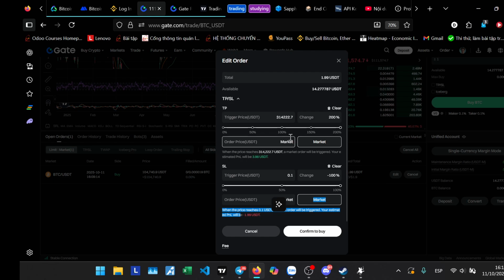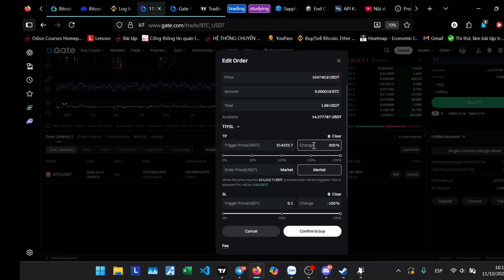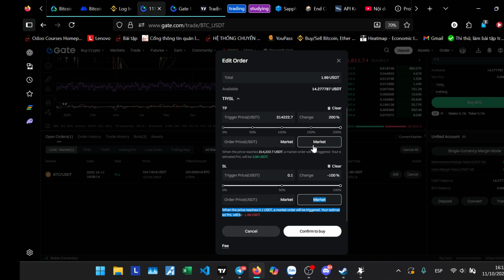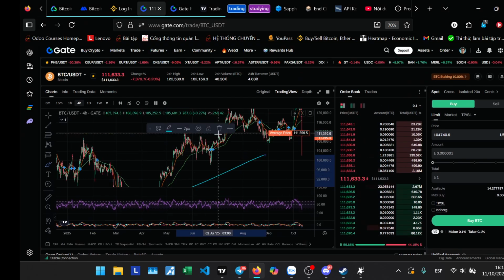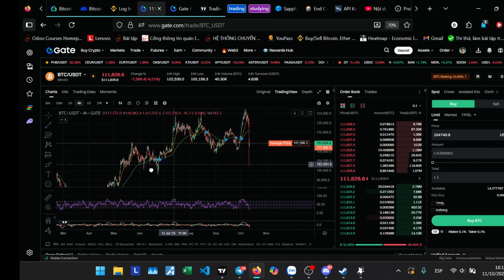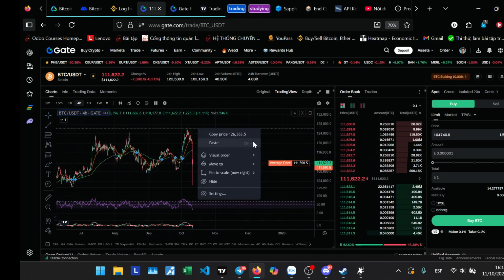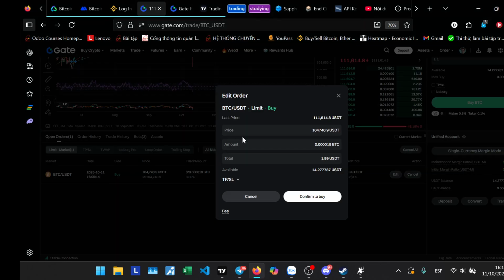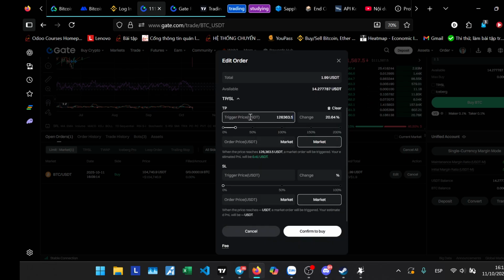That doesn't really matter because on spot trading you can never get liquidated. You only lose 100% of the amount that you put in, at the maximum, because there is no forced liquidation. TP is the price you want to sell at if you make a profit. For example, I'm not planning on buying it, but I want to sell it here. So what do I do? I copy, edit the price, and use my TP.